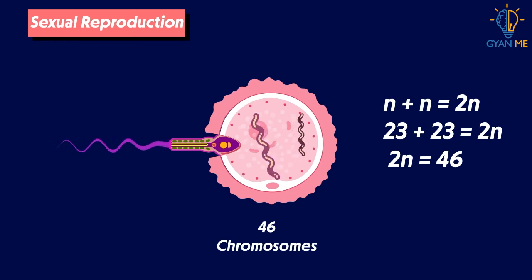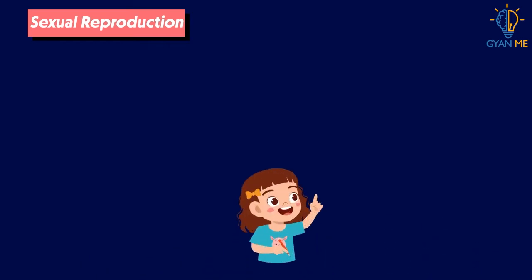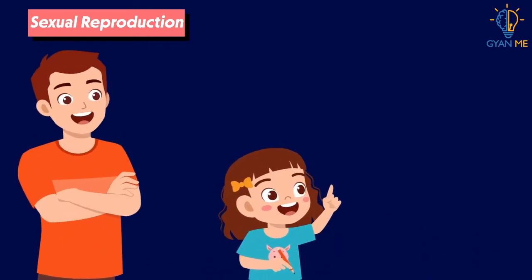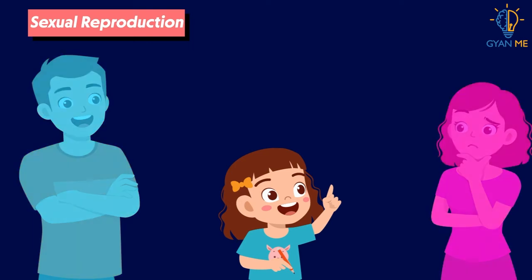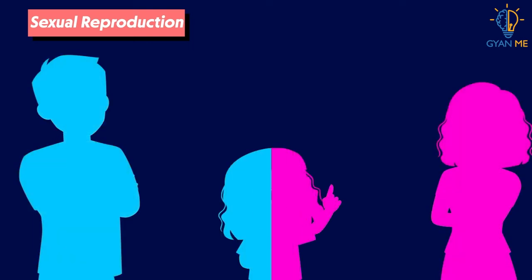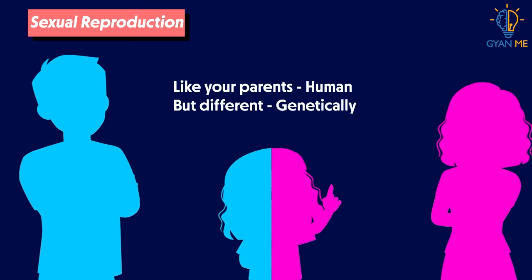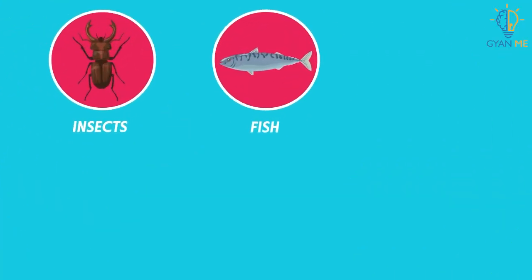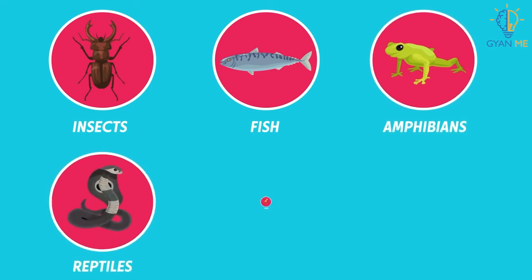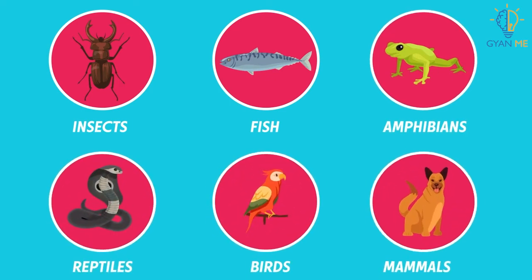After fertilization, DNA pairs up to form complete set of chromosomes for any sexually reproducing organism. And so the characteristics of this newly born child are different from their parents. In fact, mixture of both mom and dad. That is, they are genetically different from their parents. And so you are just like your parents, but still very different from them. Isn't it amazing? Most animals such as insects, fish, amphibians, reptiles, birds and mammals, including humans, reproduce sexually.